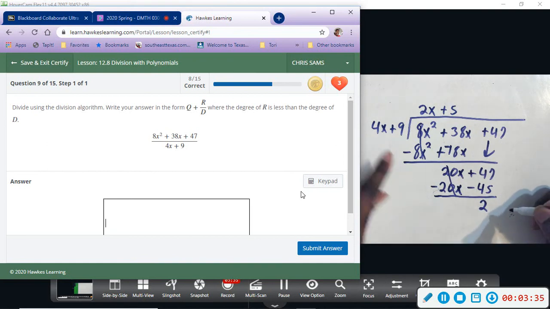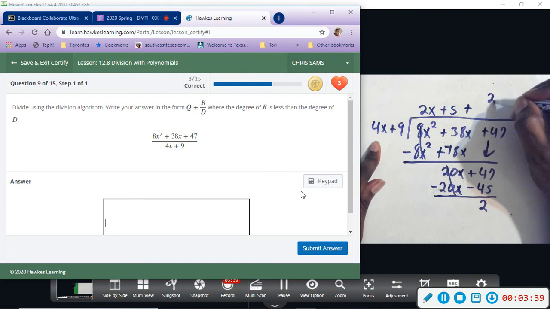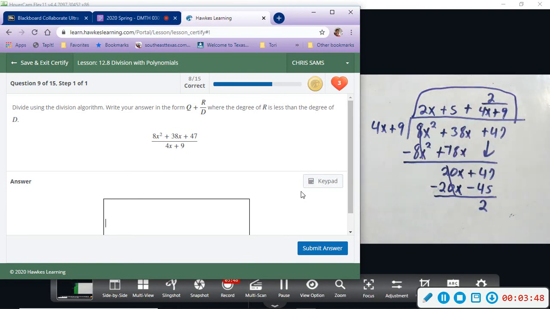So your remainder we're going to add, because it's positive, 2 over your divisor, 4x plus 9. And then this is your solution up here. So nice thing about long division, it's already in that form that you needed. 2x plus 5 plus the fraction 2 over 4x plus 9.